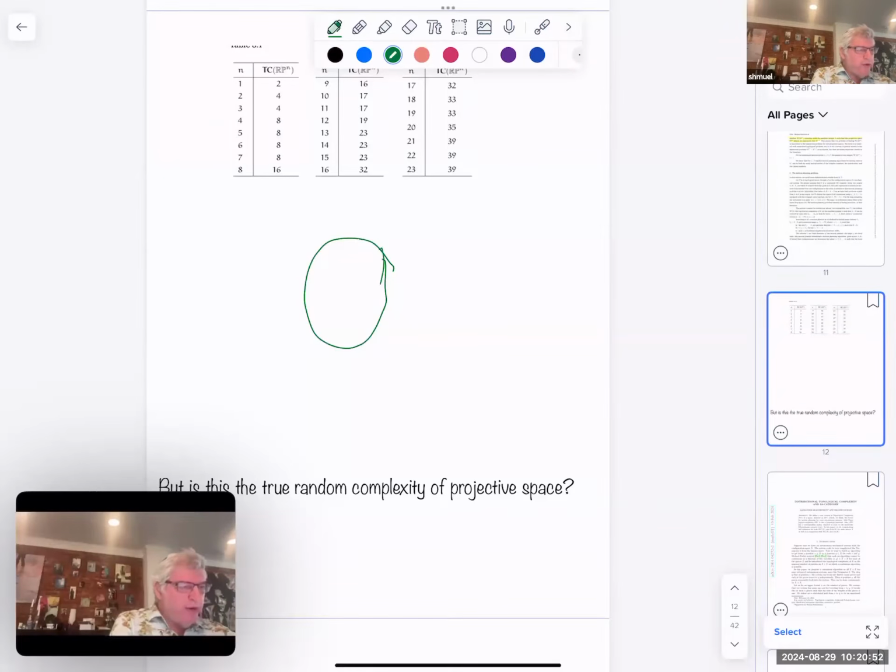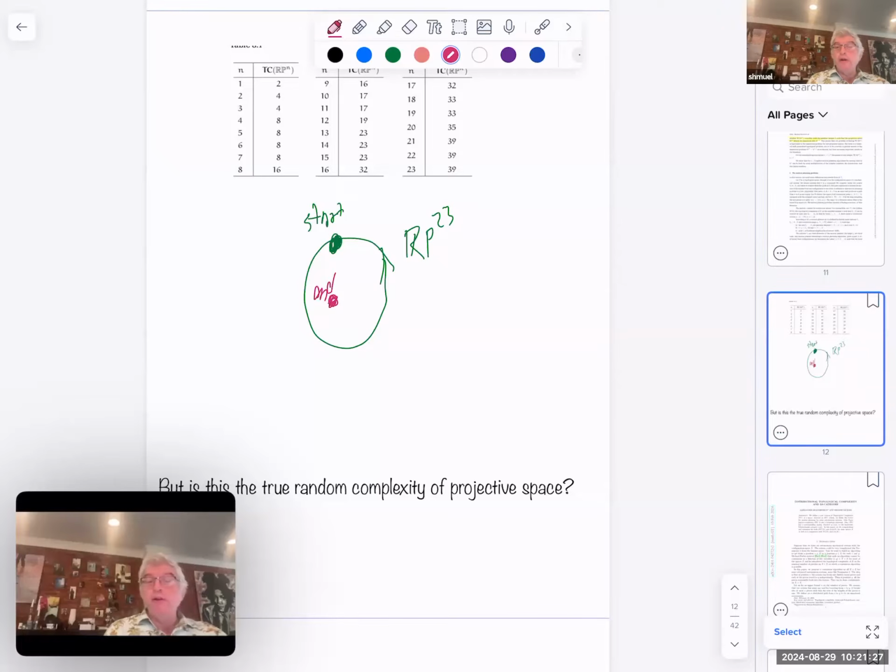So this is a mental picture of RP23. The topological complexity according to this table is 39, right? So we need to have 39 motion planners on RP23 cross RP23 in order to navigate. But let's just think about it. So I have 2 points. This is my starting point, that's where I start, and here's where I end. And I want to go ahead and motion plan on this.